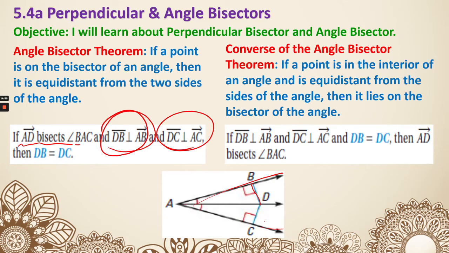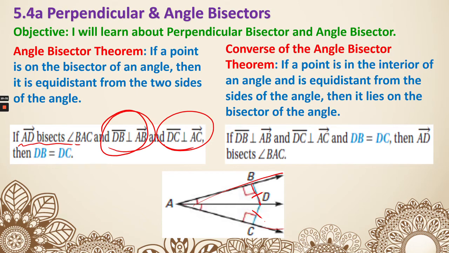Converse is saying if these two lines are perpendicular, and we also know these two things are equidistant, then this point D must be on the angle bisector. So just very similar as perpendicular bisector, here the angle bisector is saying we already know it's the angle bisector, then it's equidistant. But the converse is, if it's equidistant and perpendicular, then we can say it's angle bisector. So we're trying to prove the angle bisector.